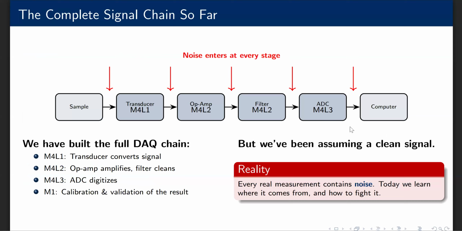This is where the noise is entering: the thermal noise of the transducer, amplifier noise of the op-amp, interference picked up by the cables, quantization noise from the ADC. We've been analyzing each stage as if the signal were clean, but it's never really clean. So today we'll learn how to fight the noise systematically at each stage using the right technique for each noise type. And at the end, we'll see how all these pieces can come together in a real regulatory measurement.